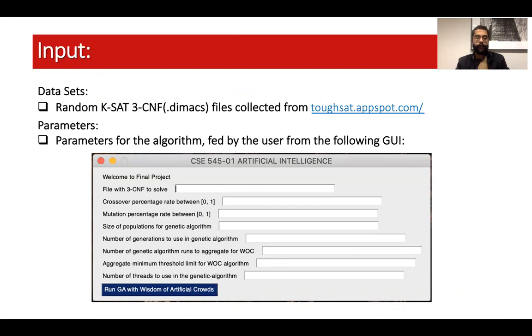So the input here is the dataset. My datasets are random k-SAT 3-CNF DIMACS files collected from toughsat.appspot.com, and the parameters of the algorithm are fed by the user from the following GUI. We have here a path to the dataset, then the crossover rate, the mutation rate, the size of the population, and the number of generations for the genetic algorithm, the number of repetitions we do for the wisdom of crowds approach, and the fitness threshold we are using in our algorithm.